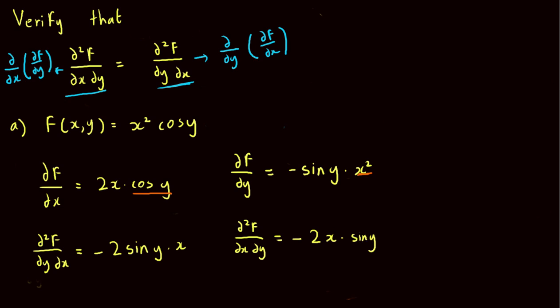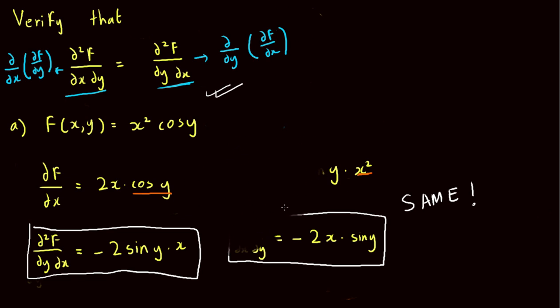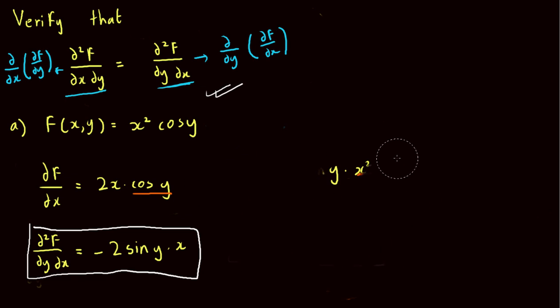As you can see, if I mark in white, this and this are the same. So they're the same, therefore we've already verified that for A. Pretty straightforward. Now let's go for B. Let me erase all this.